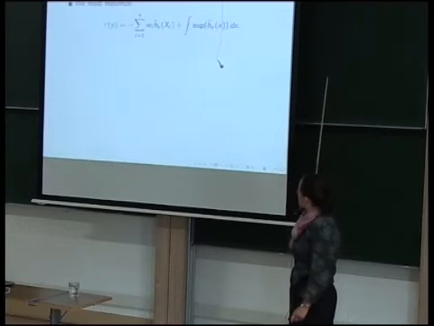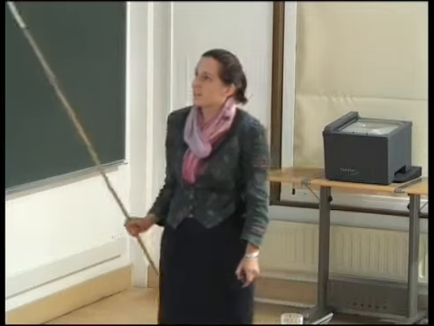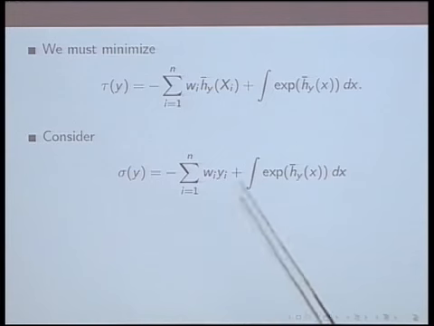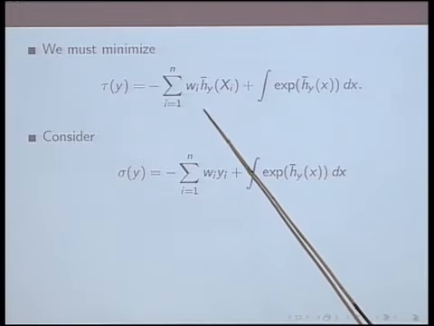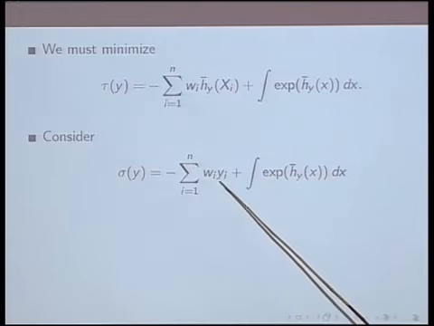So we need a bit of trickery to consider instead a related function. Instead of the value of the function at the observation here, we actually have the original tent pole.